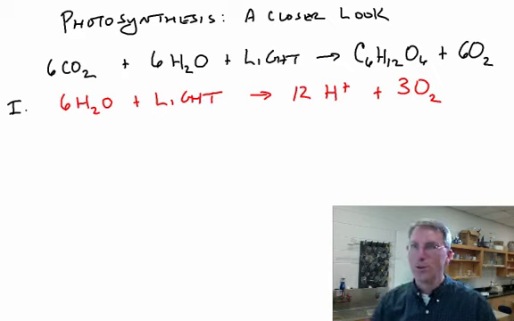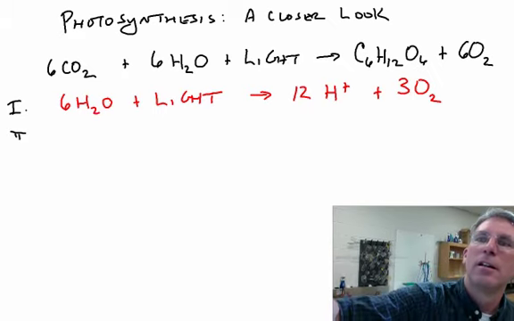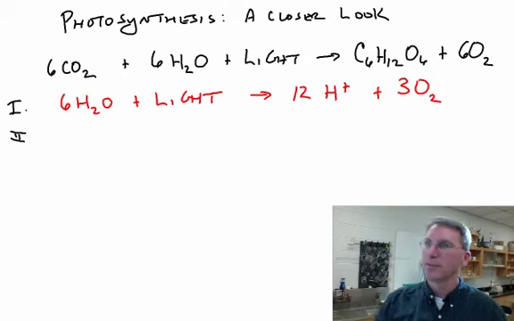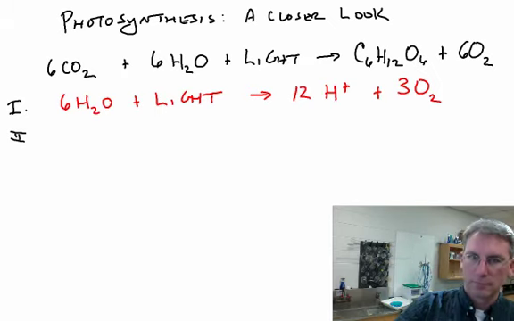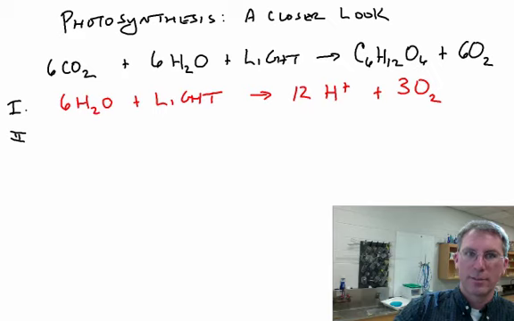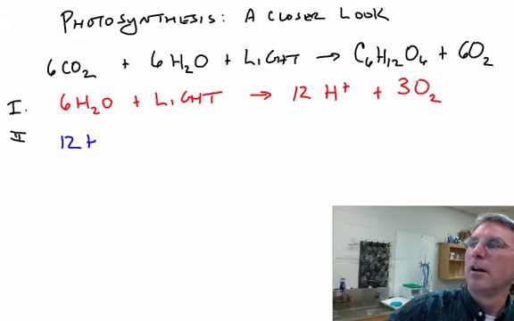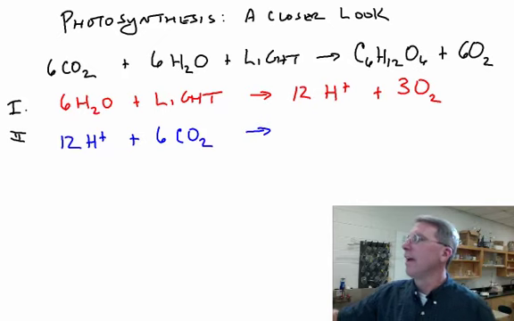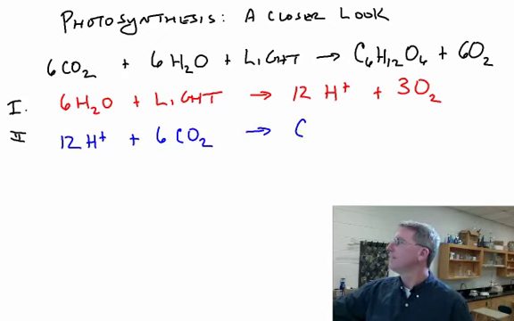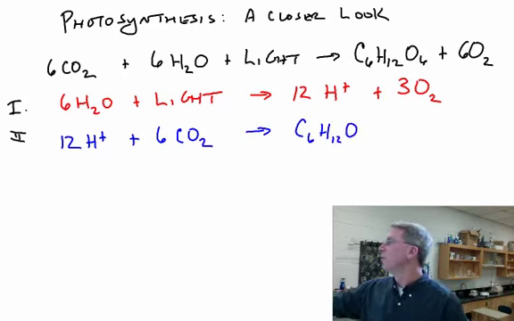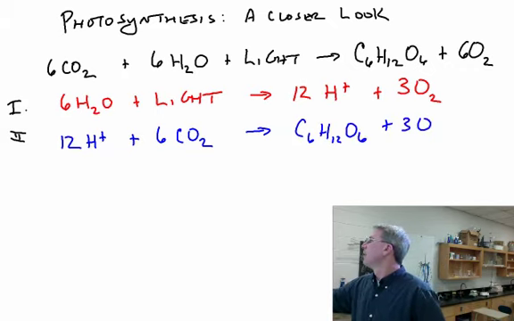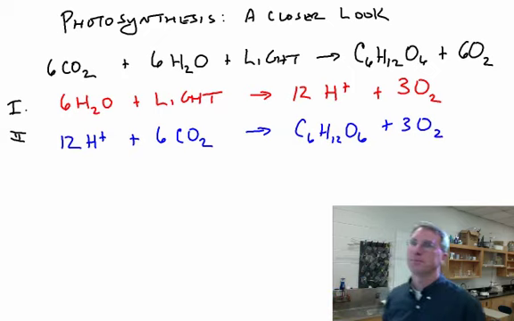And then in part 2, the dark phase, we're going to take those 12 hydrogen ions. Let's do this in blue. Our 12 hydrogens plus 6 carbon dioxides, and we are going to make one C6H12O6, one glucose molecule, and 3 more oxygen particles.